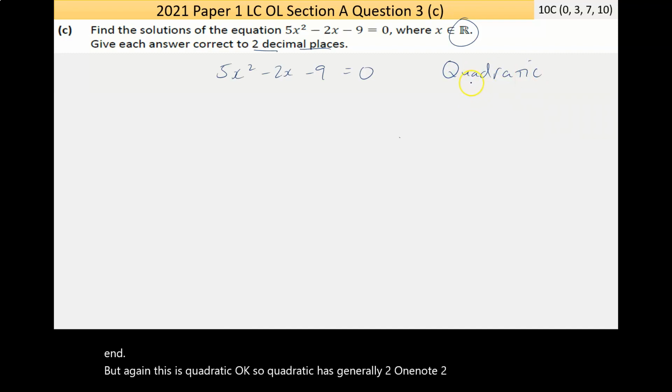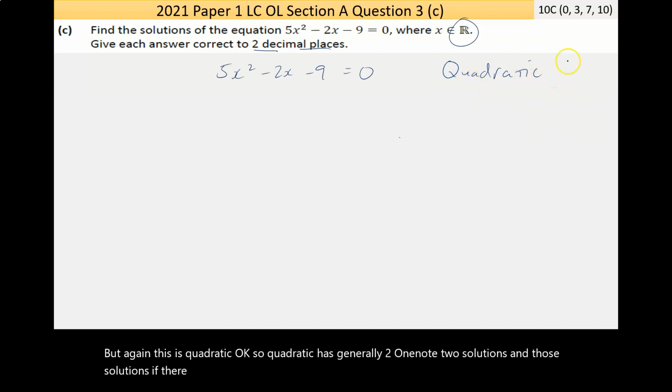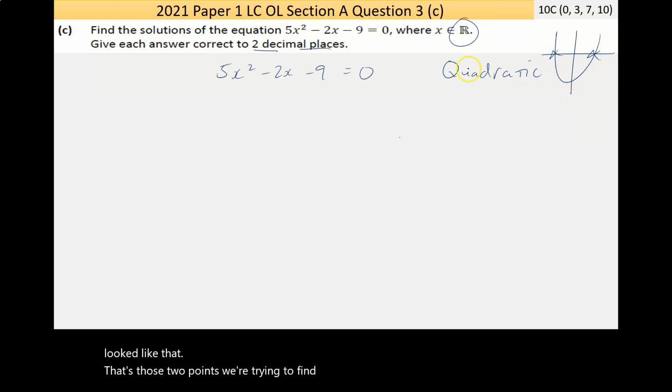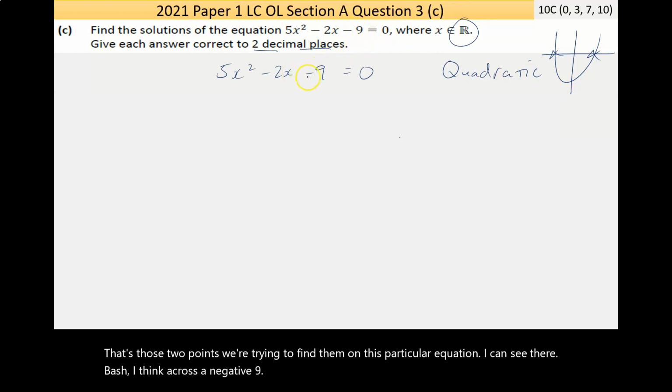solutions, and those solutions, if there are two, would represent where it crosses the x-axis. So let's say it looked like that. That's those 2 points. We're trying to find them. On this particular equation, I can see there that I think it crosses at negative 9, and yeah, I think that's all I can see from it.